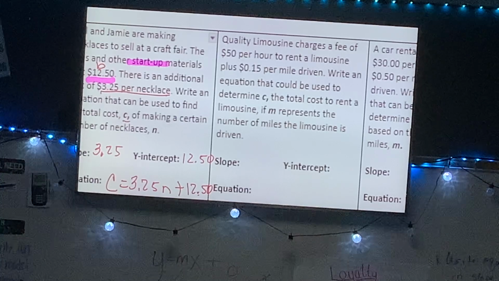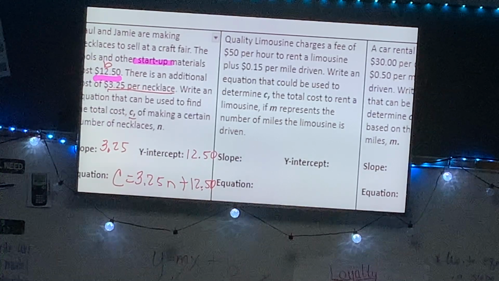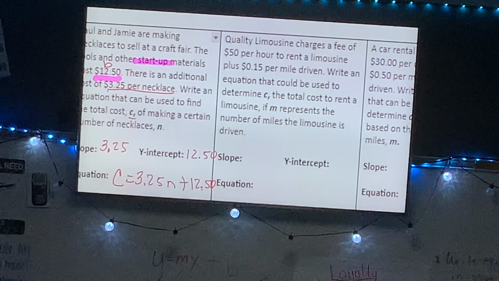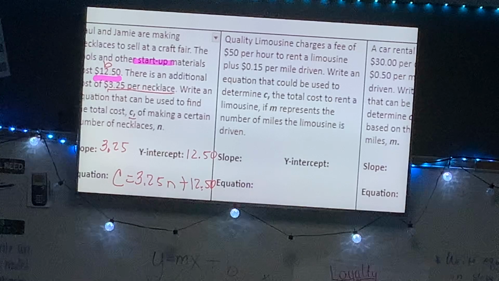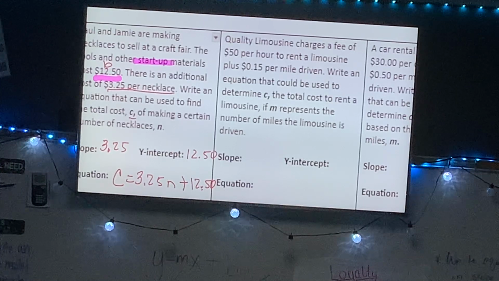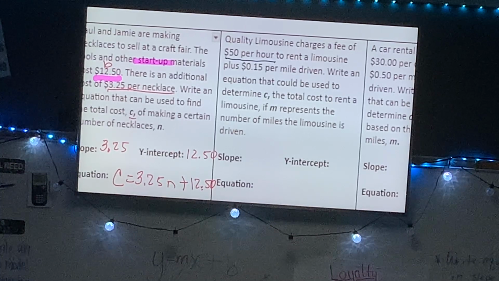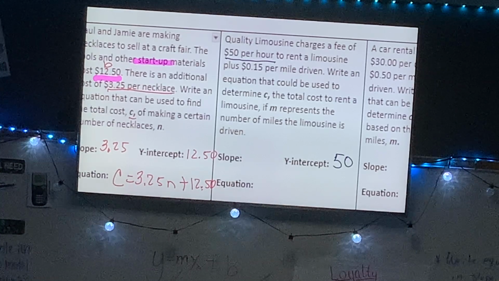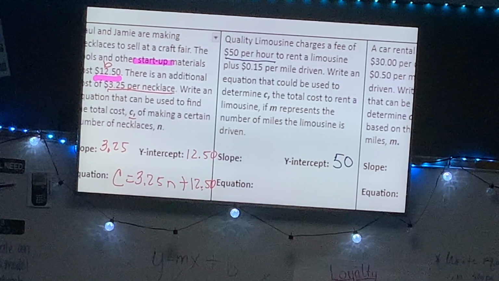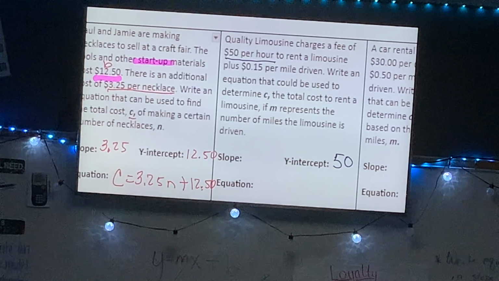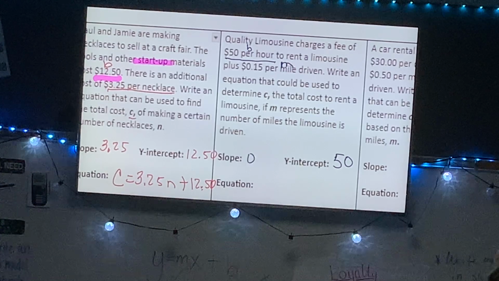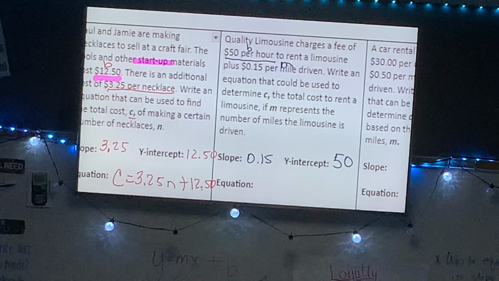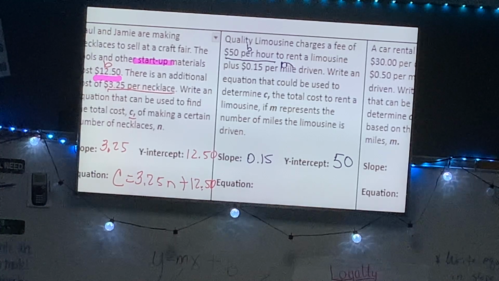Okay, Quality Limousine charges a fee of $50 per hour to rent a limousine plus $15 per mile. What is my y-intercept going to be? 50. Good. $50 per hour. So automatically every hour, doesn't matter what you do, it's going to be $50. What matters is how many miles you drive. So that would be my slope.